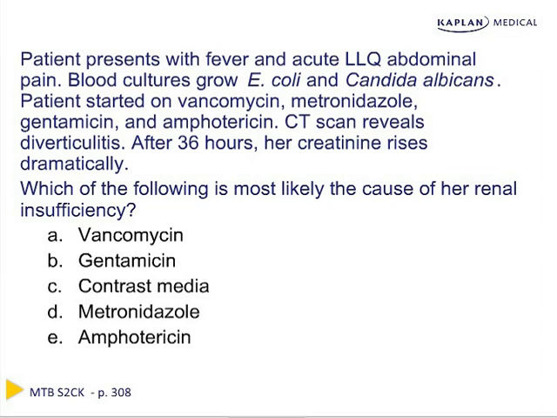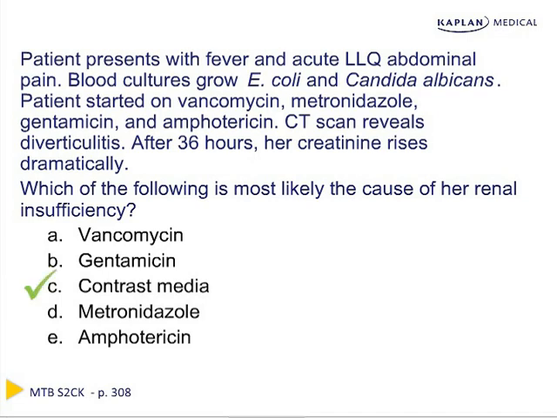Now you notice in the clinical vignette that they told us the creatinine rises after 36 hours. And on the USMLE Step 2, they won't give you timing information like that for no reason. Actually, here the timing between insult and the rise in creatinine is crucial to answering this question. So with so many nephrotoxic agents, what was the cause of her renal insufficiency?